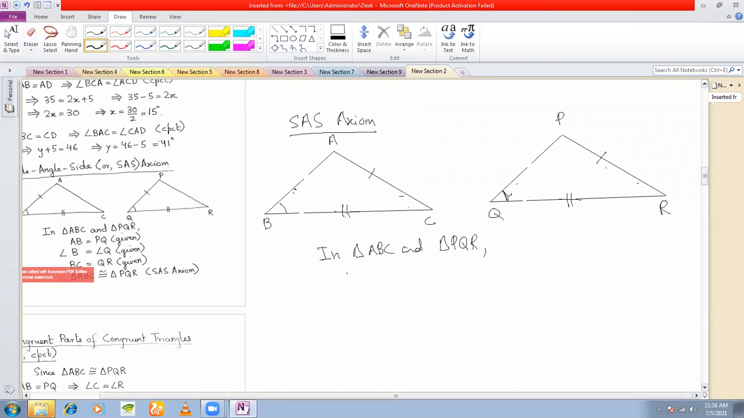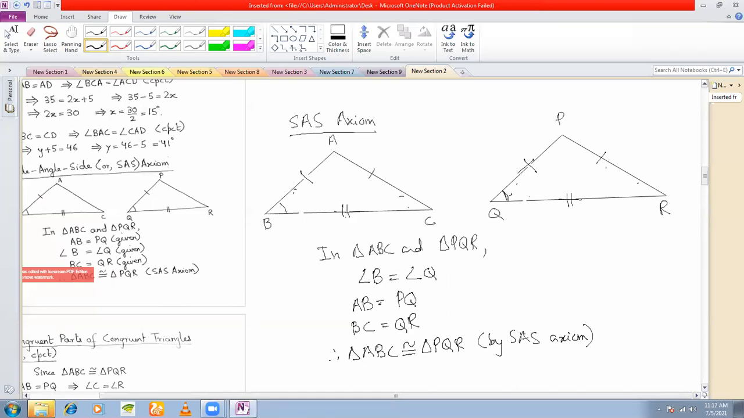Okay, so we say angle B is equal to angle Q. Say this is given. Also, what is given is this side equal to this side. So AB equal to PQ. Also, what is given is say BC and QR. So we say triangle ABC congruent to triangle PQR by SAS axiom.